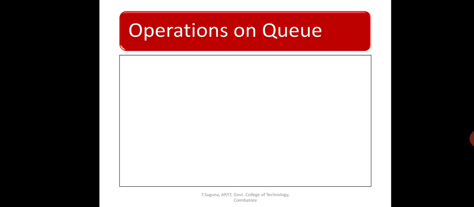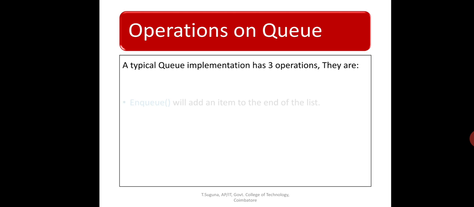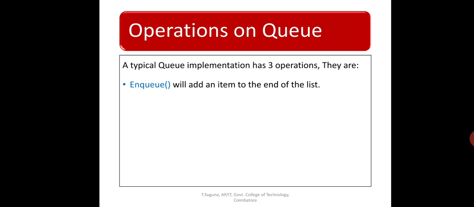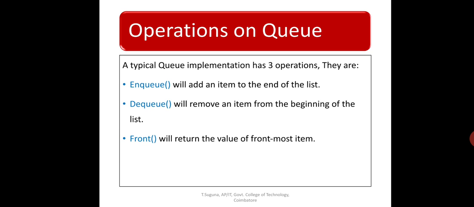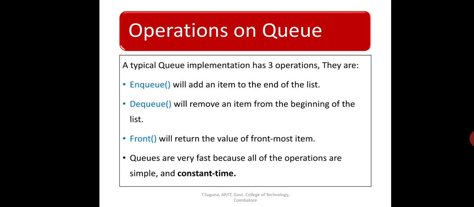Operations on queue. A typical queue implementation has three operations. They are NQ, the insertion procedure, which will add an item to the end of the list. DQ operation will remove an item from the beginning of the list. This is an example of removal or deletion. Front will return the value of the frontmost item. That is, the first person available in the queue is always returned. Queues are very fast because all of the operations are simple and constant time.